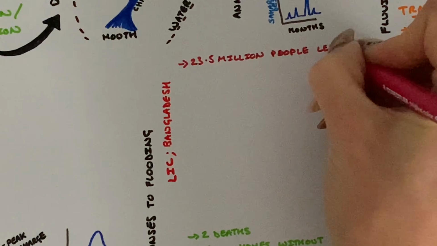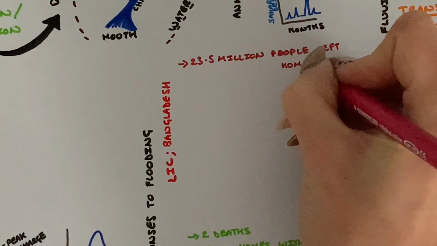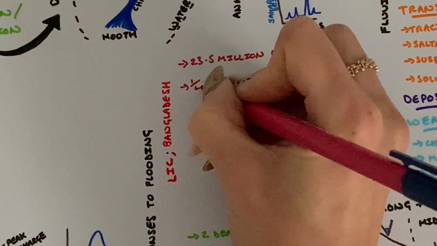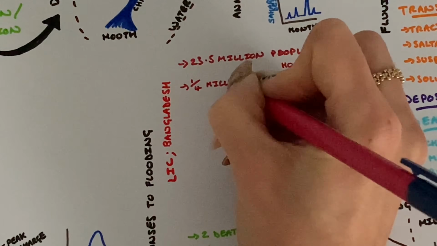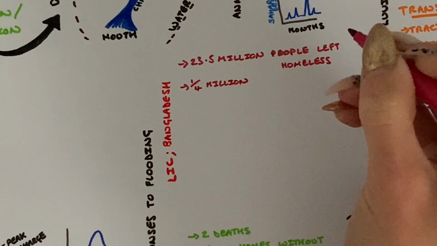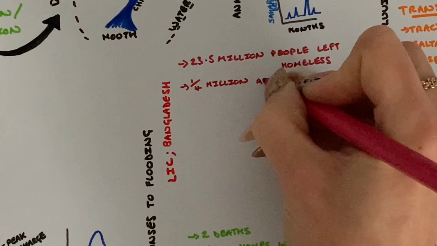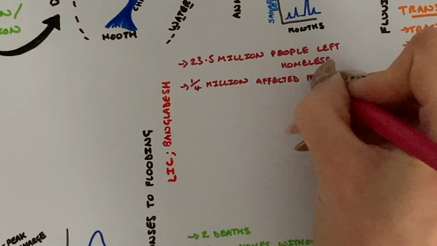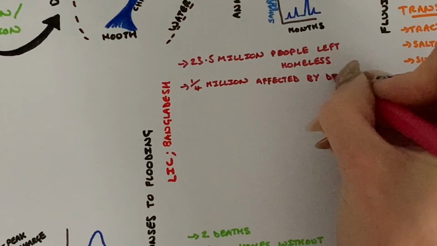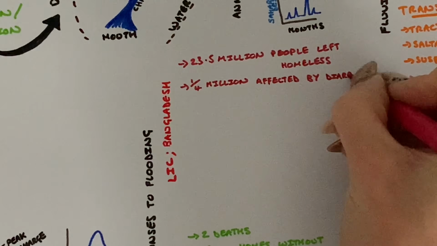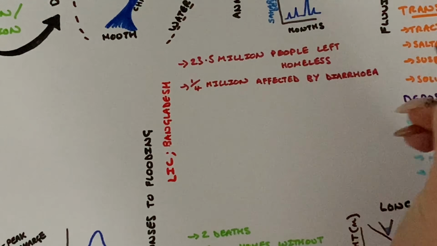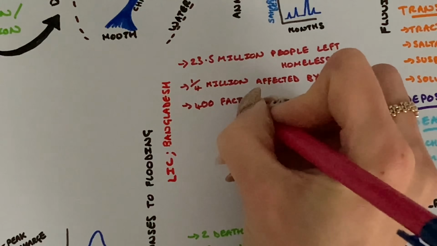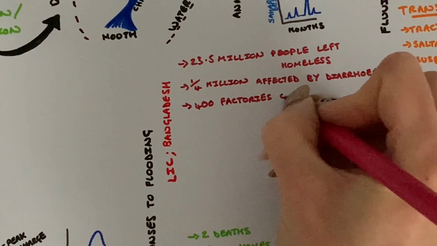Now, in terms of damage and the impacts these flood events cause, 23.5 million people have been left homeless in Bangladesh as a result of flooding. 1,040 people died in the 2011 floods specifically, and 250,000 people are affected by diarrhoea. Now, 2.5 million farmers were also affected during these particular flood events, with 500,000 cattle being killed, so farmers lost their income. And it also closed over 400 factories.